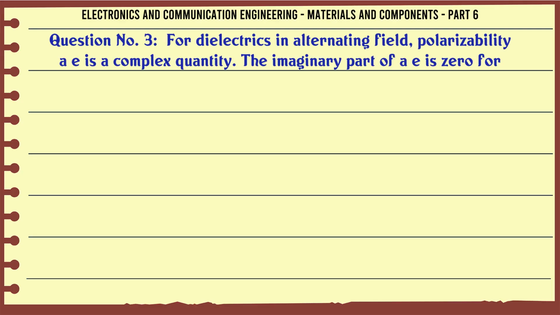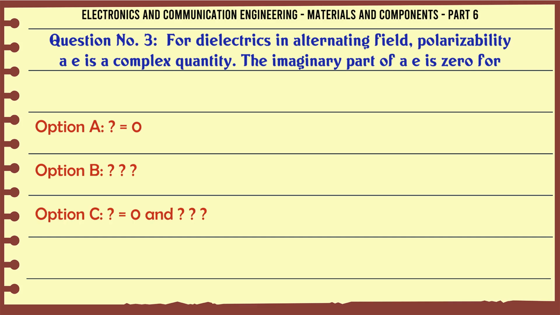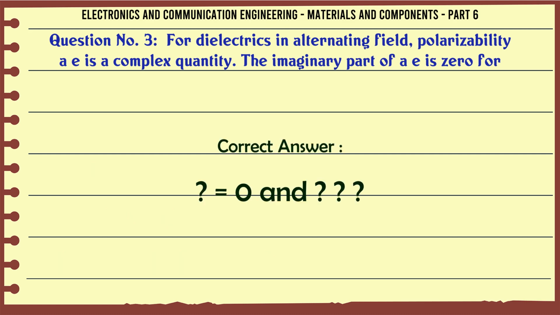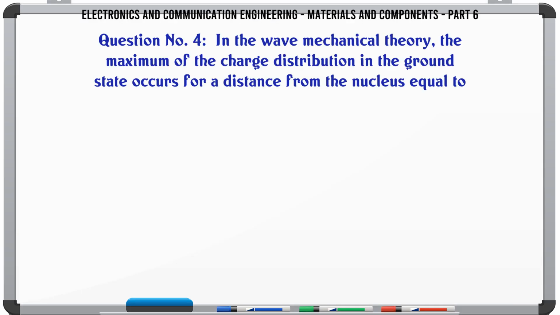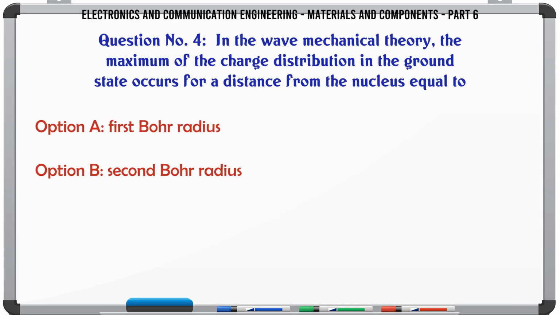For dielectrics in alternating field, polarizability αe is a complex quantity. The imaginary part of αe is 0 for A. 0, B, C. 0 and D. natural frequency 0. The correct answer is 0.